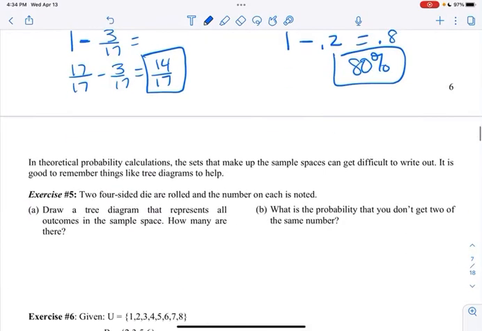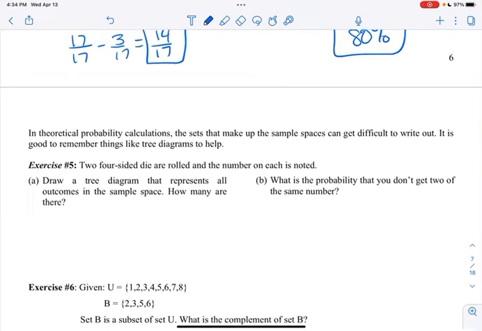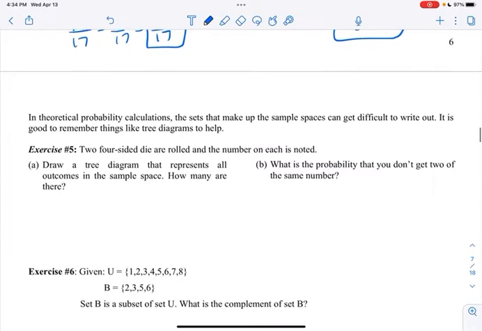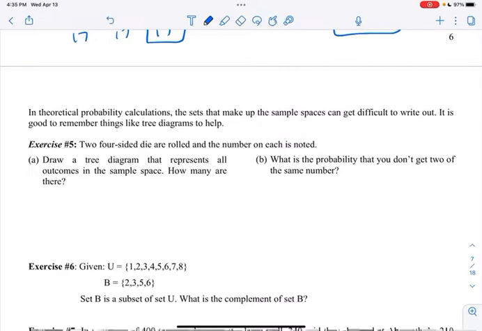All right. In theoretical probability calculations, the sets that make up a sample space can get difficult to write out. It's a good thing to remember how to do a tree diagram to help us. Say I have two 4-sided dice that are rolled and the number on each is noted. Draw a tree diagram that represents all the outcomes in the sample space.